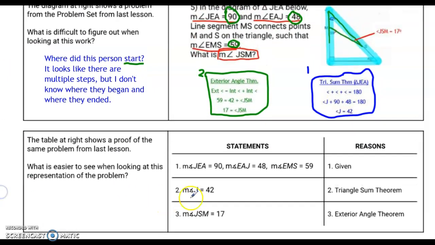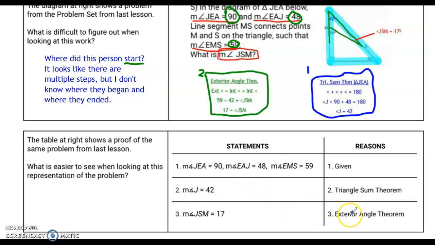Then we go through the first step, which is to find angle J. And if you wanted to know how we found angle J, all you have to do is look at the reason. We use the triangle sum theorem. And it should make sense to you that triangle JEA has this angle that we don't know and these two angles that we do know. So we could use the triangle sum theorem to find that out. I don't have to write out all of the algebra when I'm making a proof. All I have to do is say, I found the measure of angle J to be 42 degrees.